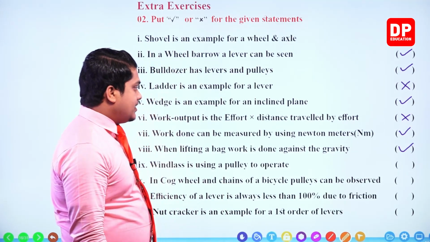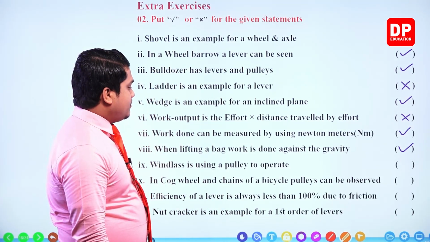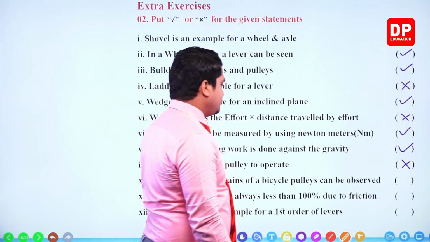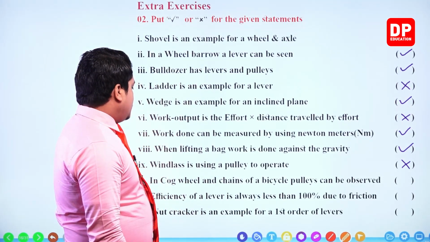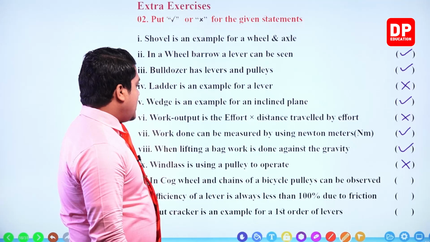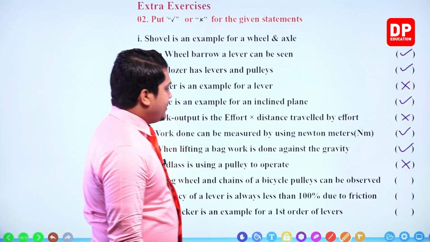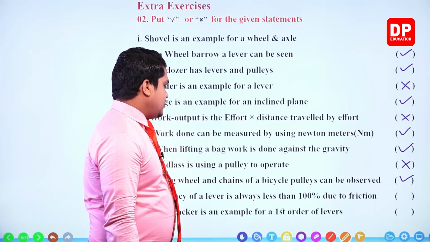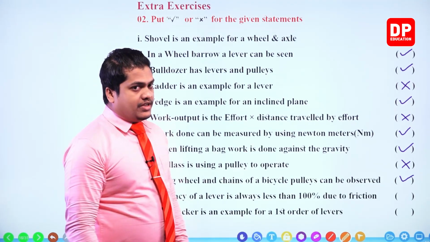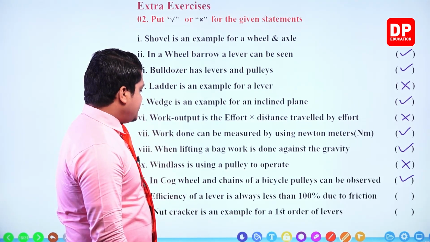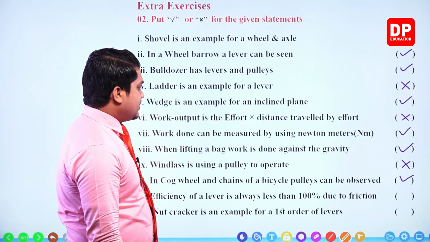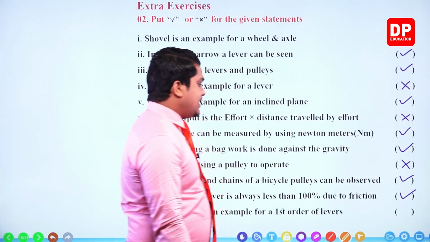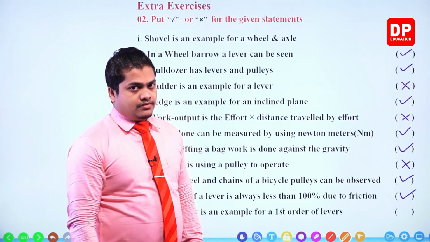Next one. Windlass is using a pulley to operate. Incorrect. It's using a wheel and axle. In cogwheels and chains of a bicycle, pulleys can be observed. Correct. In cogwheels and in the chain system, we can observe pulleys. That is correct. Efficiency of a lever is always less than 100% due to friction. Absolutely correct. In any kind of lever, efficiency is less than 100% because of friction.